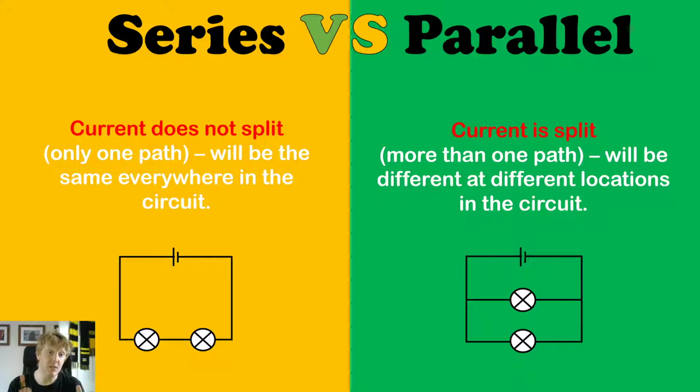So in a series circuit, current will not split because there is only ever one path. It will be the same no matter where you measure it with an ammeter, okay? Whereas in a parallel circuit, current is split because there's more than one path, and it will be different at different locations depending on where you measure it.